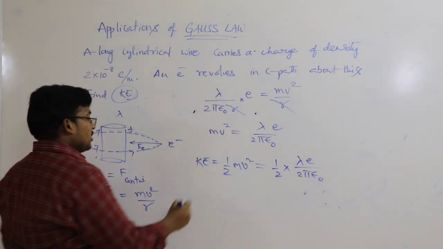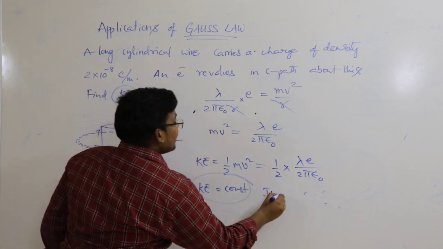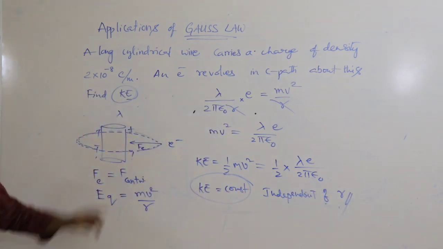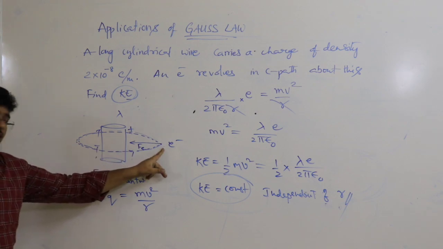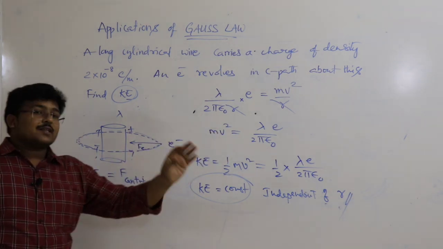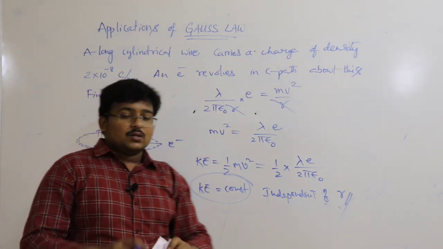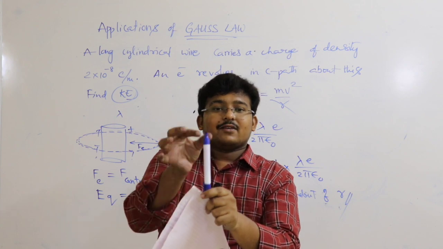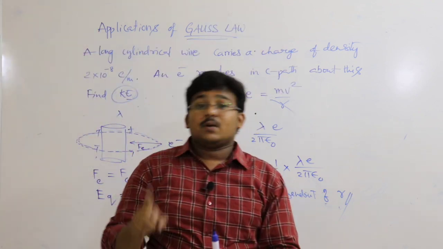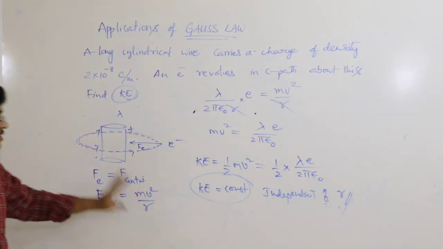Here all the things are constant, so kinetic energy is constant. It is independent of r, the distance. The electron may move at this radius, or it may move at a somewhat larger radius, no difference. So kinetic energy will be the same, because kinetic energy is independent of the distance or radius. So around this conducting wire, one electron may move like this, or another electron may move like this, but both of them have the same kinetic energy, because kinetic energy is independent of the distance.